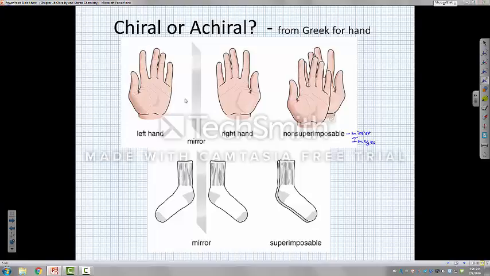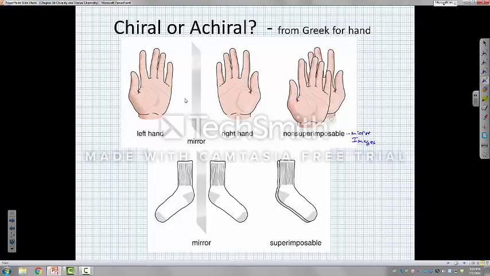I have a little video showing this concept. If you take your right hand and left hand, you can place one on top of the other, and you can get the thumb and the fingers to line up, but you can't get the palms to line up. One will be palm down, one palm up. You could fix that by flipping one hand over, but then your thumbs and fingers will be on opposite sides. So they're non-superimposable mirror images.